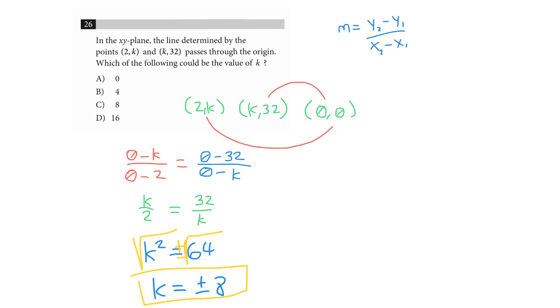And that certainly gets us very close to the answer. What does it say? Which of the following could be the value of k? Well, 8 could be the value of k, because 8 is one of the potential answers to what k could be. Okay, so that's that one.